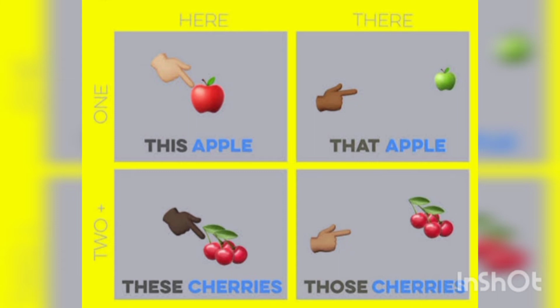This tree is very old. Here, this is a demonstrative determiner because it is being used right in front of the noun tree. And so, this is a demonstrative determiner because it is showing, it is pointing out, it is demonstrating a tree that is very old.